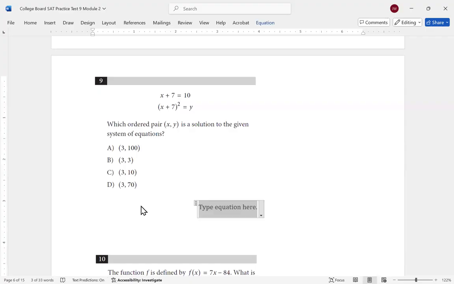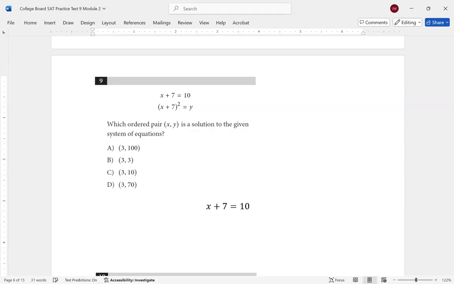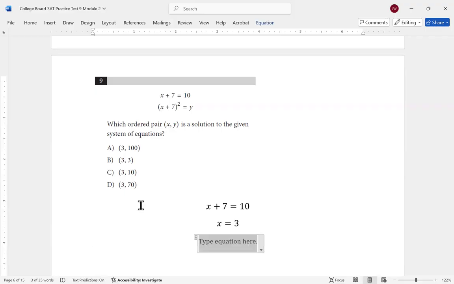So in the first equation, we have x plus 7 is equal to 10. That means the only solutions are going to have x value of 3, because subtracting 7 from both sides gives me an x value of 3. In order to figure out what the corresponding y value is, we're going to take the second equation and plug in 3 into x.